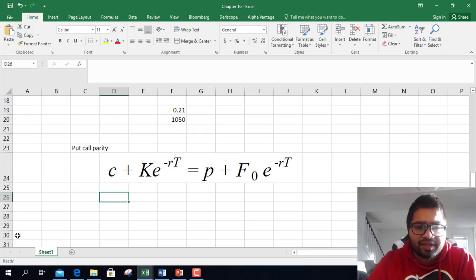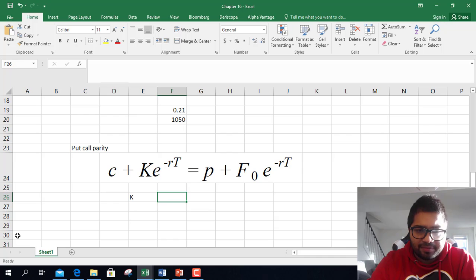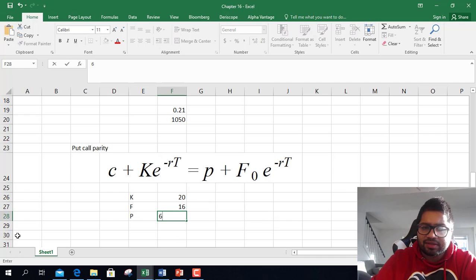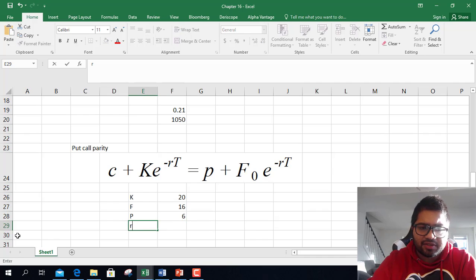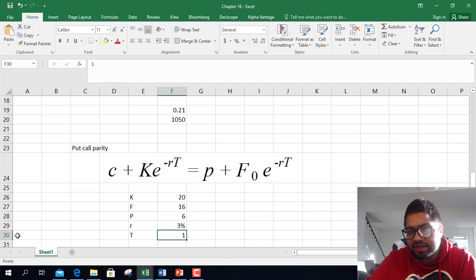So let's say they are giving you the following things. Exercise price is, let's say, 20 for a stock. Future price right now is 16. Put price right now is $6 and the risk free rate is 3% and time is 1 year for simplicity. They are asking you to find the call price.